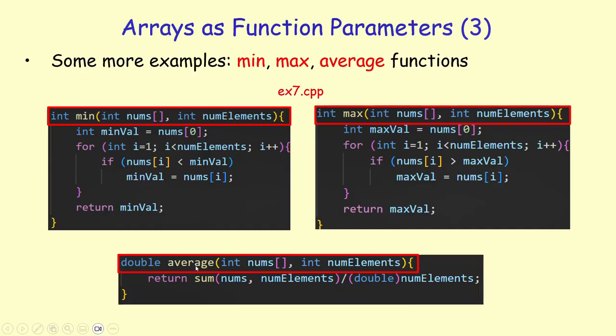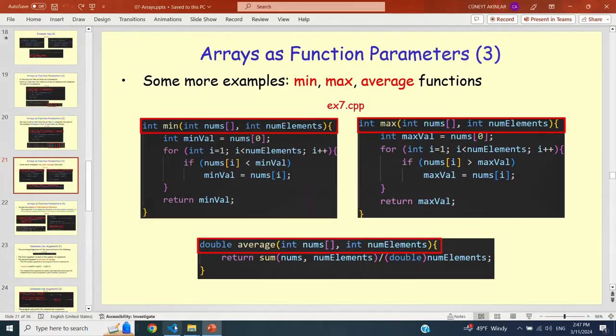And finally, an average that first calls the sum function in here to compute the sum of the elements, and then divides it by num elements. So as you can see, a function can make a call to another function that has already been implemented. Again, these are all in example 7.